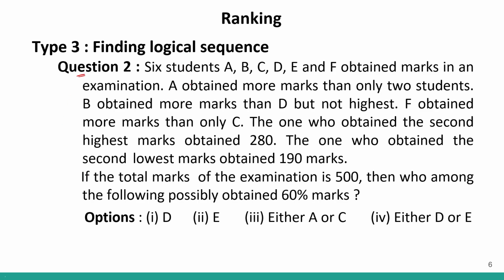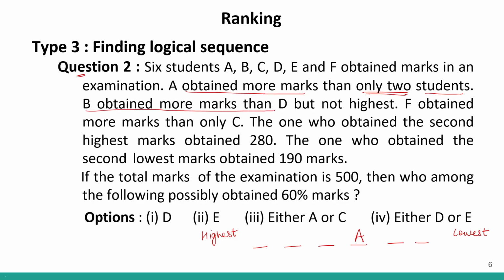Question number 2 says that there are 6 students A, B, C, D, E and F that have obtained marks in an examination. A has obtained marks more than only 2 students. So if there are 6 students, 1, 2, 3, 4, 5 and 6, A has obtained more marks than only 2 students. So A will be over here. This is the highest scorer. Over here side we have highest scorer and over this side we have the lowest scorer. So A has scored marks more than only 2 people. So 2 places will be empty towards the right of A.